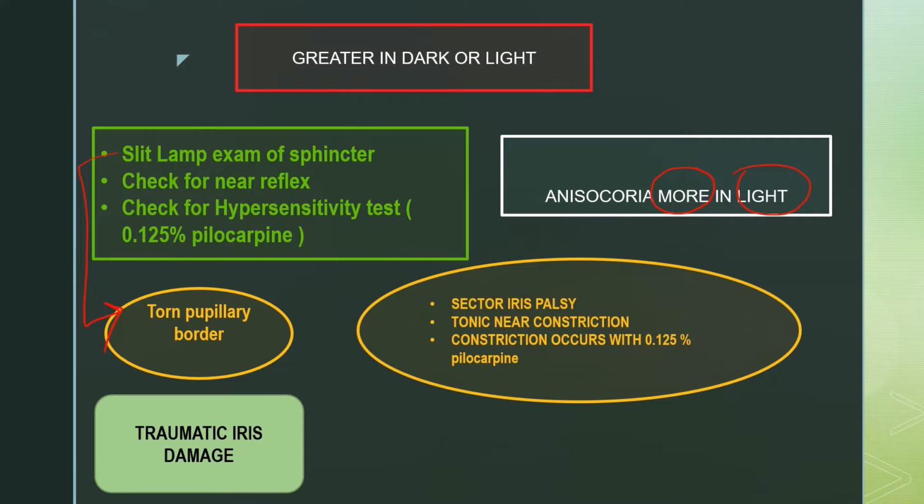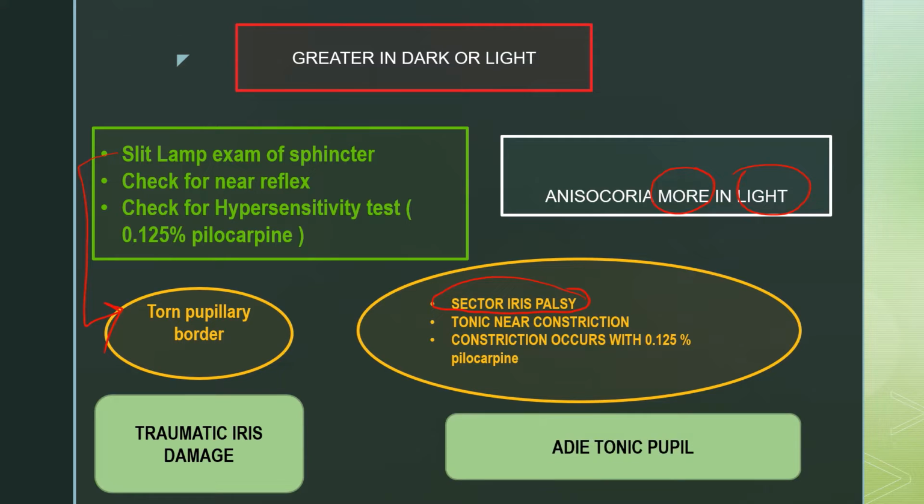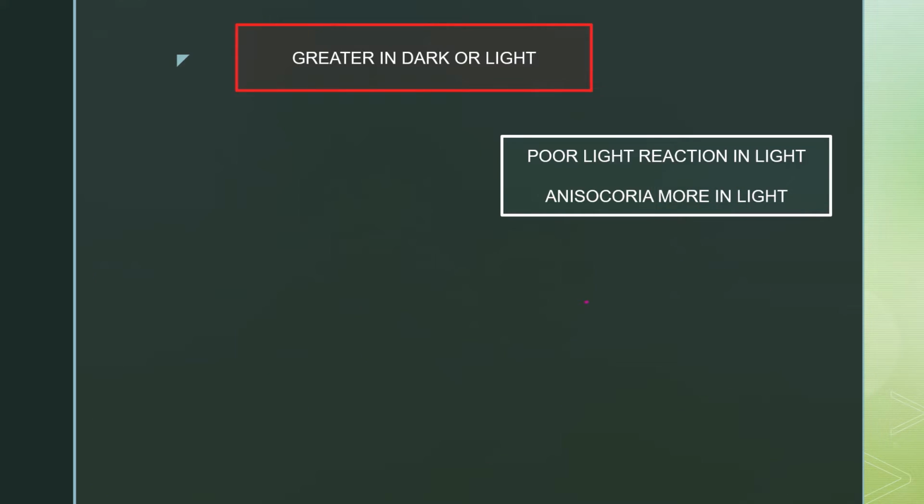Second thing is, you find out using a near reflex that there is a tonic near constriction. Along with that, there is sector palsy of the iris and the pupil is hypersensitive to 0.1 to 0.5% pilocarpine, which is very diluted pilocarpine. That means even when you use this diluted pilocarpine, the patient is showing constriction of the pupil. That indicates that he's suffering from Adie tonic pupil, and the cause of anisocoria here is the Adie tonic pupil.